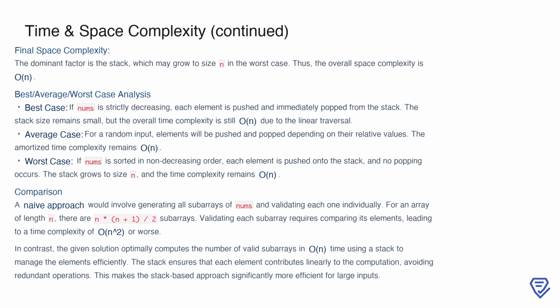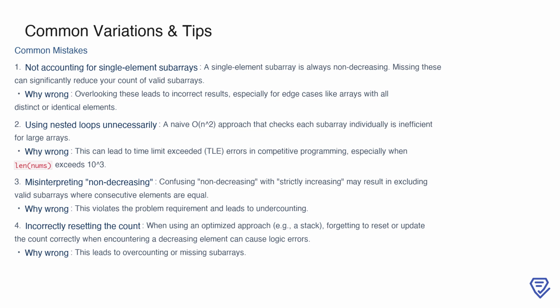However, even in this case, the time complexity remains O(n). Comparing this to a naive approach, where we generate all subarrays and validate each one, the naive method would involve O(n squared), or worse due to the sheer number of subarrays and the comparisons required. By using a stack, this solution avoids redundant operations and computes the result in linear time, making it far more efficient for large inputs. When solving this problem, there are several common mistakes to watch out for.